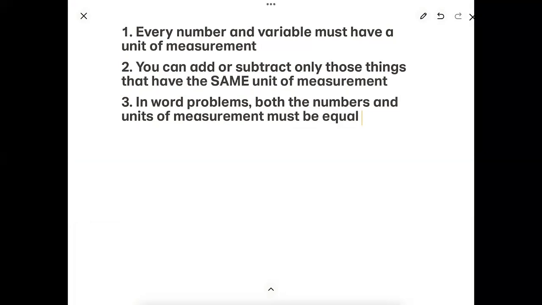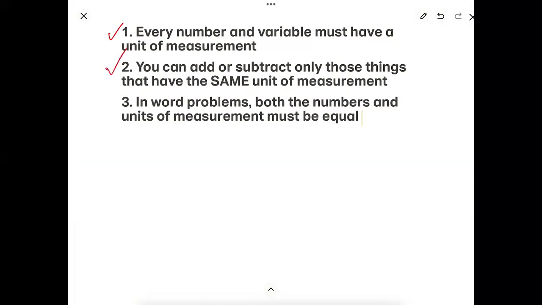Second thing, you can only add or subtract items that have the same unit of measurement. That's an intuitive idea that we have in first, second, third grade, but somewhere along the way when we are doing word problems, we forget that. But that's an idea that you have to use. So it's important to find the unit of measurement for each item.